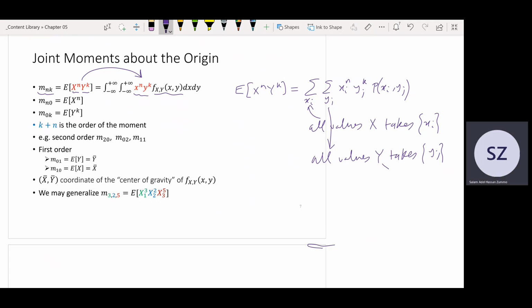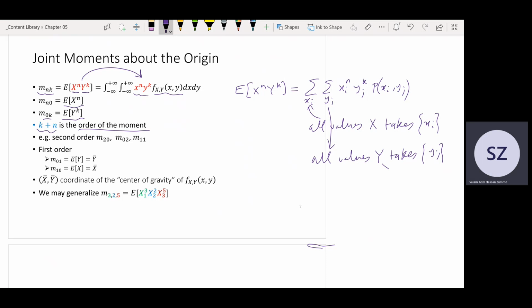I get y to the 0, which is 1, and the expected value of x to the power n, which is the nth moment around the origin of x. Now, if I put n as 0 and k any value, x to the power 0 disappears, and I have only the kth moment around the origin of y. Now, we call n plus k the order of the moments.